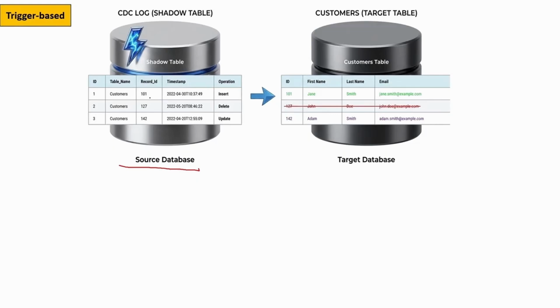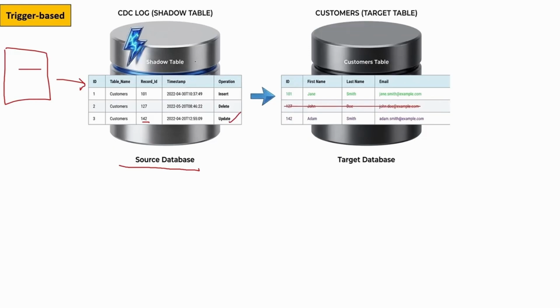For customer 101, a new record came, so the operation in my shadow table is insert. And I deleted customer 127 from my actual source table. Due to that, it is showing that 127 got deleted. And I updated the address for customer 142 in my source table, and it is showing that customer 142 is updated. So this is my shadow table.